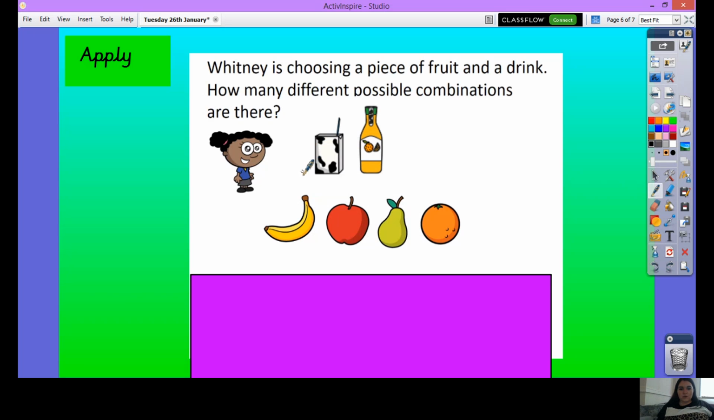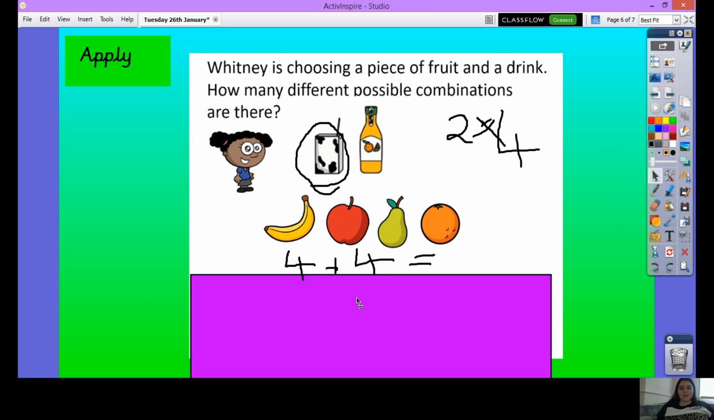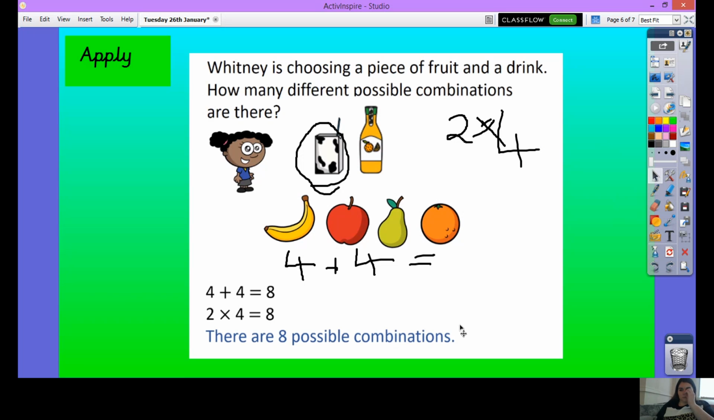Sorry, so I can see there are 2 different drinks. Now for each drink, so say if I chose this one, there's 4 different pieces of fruit I could choose. So for each drink I choose, there are 4 different pieces of fruit I can choose, because I could view that as 4 different pieces of fruit for that one, add the 4 different pieces of fruit that could also go with that one. So I could view that as 4 add 4, or I could do it as 2 times 4. So the total possible combinations, there are 8 of them. Okay.